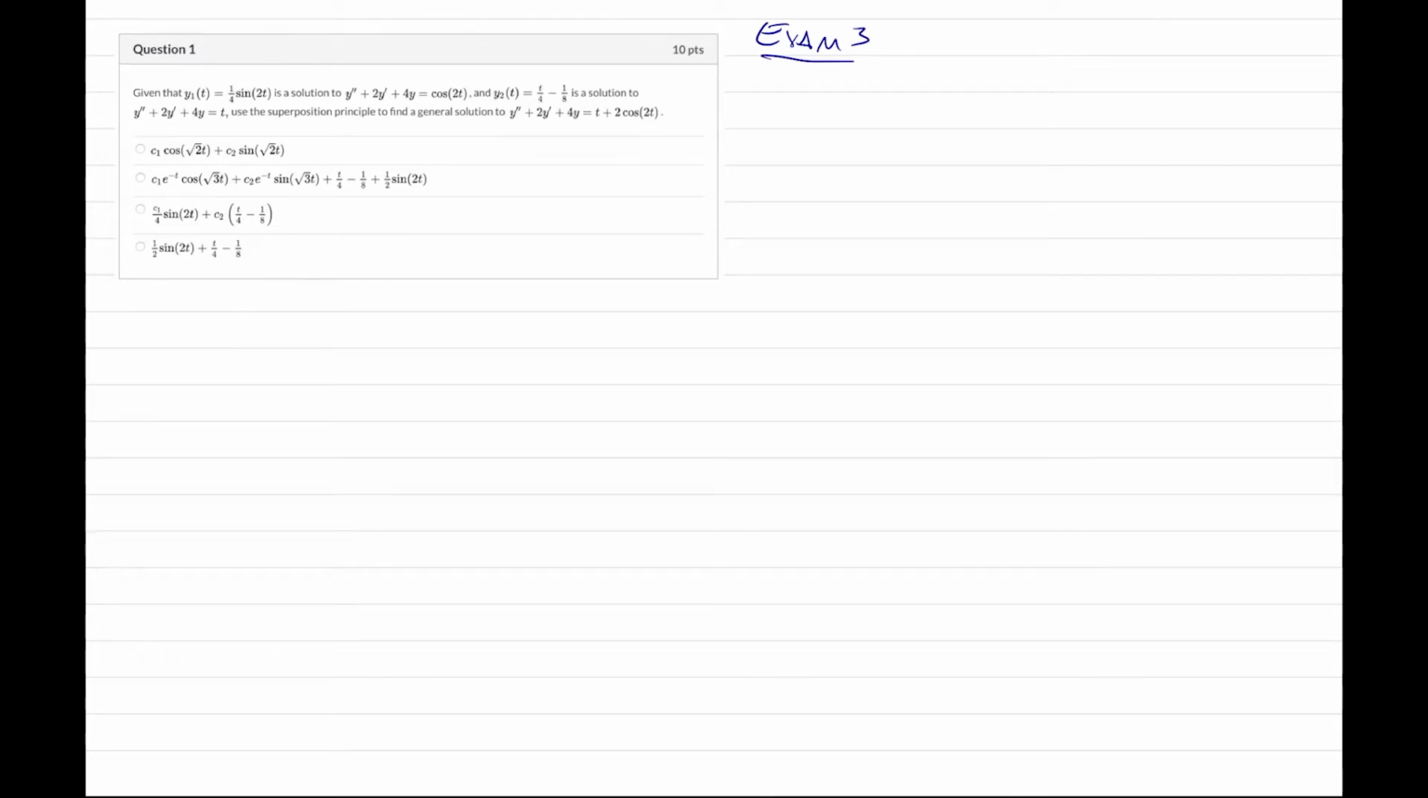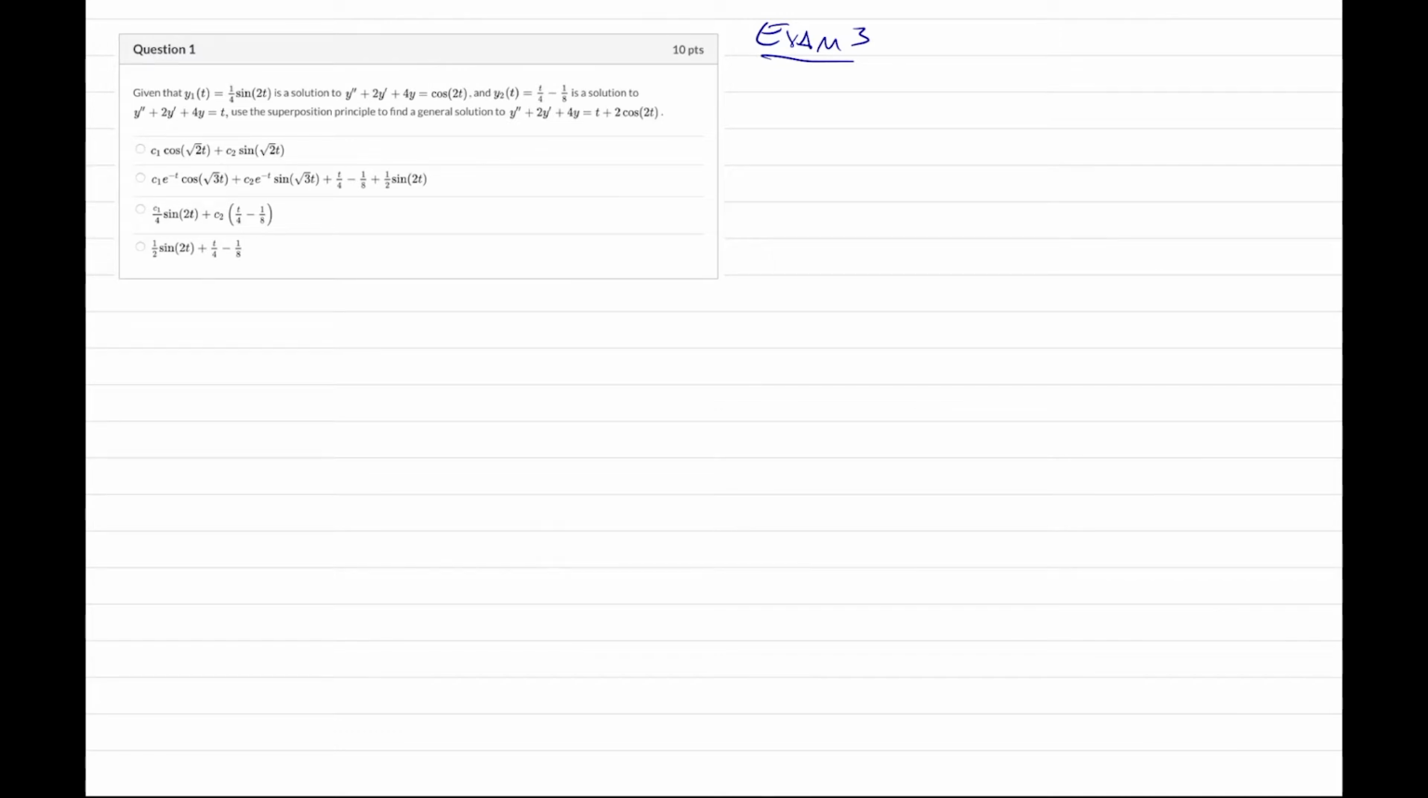Alright, so this first one says that given that y1 of t is equal to 1/4 times sine of 2t is the solution to this particular differential equation, and this other thing is the solution to the other particular differential equation, use the superposition principle to find the general solution to this overall thing. Okay, so this one actually is from another section, section 4.5 of Nicholson Affenstein, and this is coming from the superposition principle. This is actually the only question that doesn't have anything to do with Laplace transform, and that's just a holdover from what we did just before the quarantine. Okay, so we can go ahead and do this.